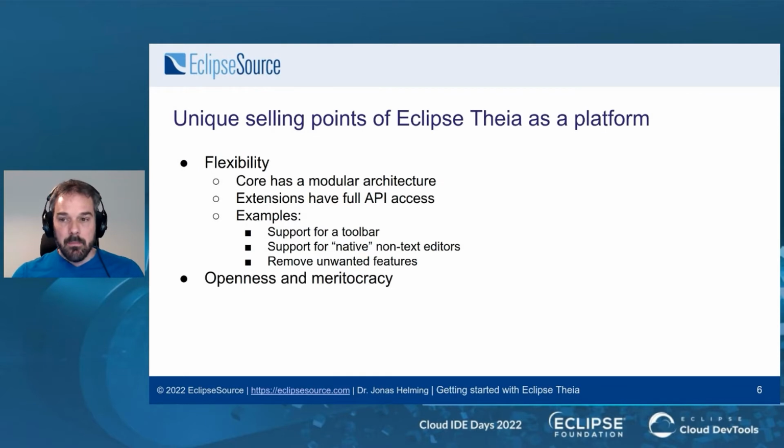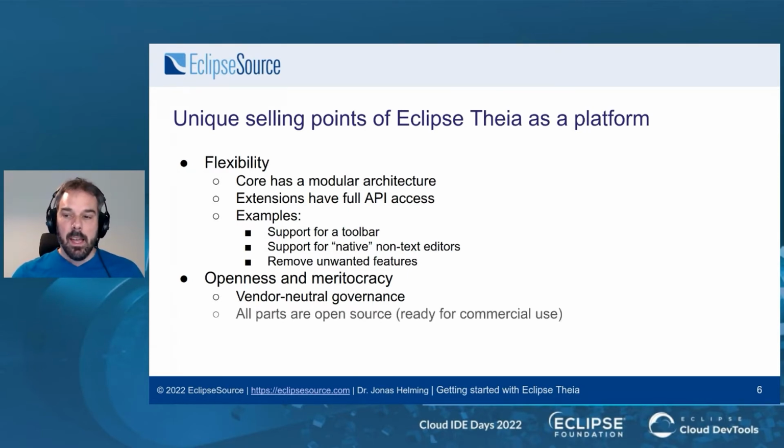The second unique selling point of Theia is openness and meritocracy. What does that mean? Theia is an Eclipse project, so it has a vendor-neutral governance. The Eclipse Foundation actually is governing this project and sets the rules how different contributors and adopters collaborate with each other. And all parts of Theia are fully open source. There's no proprietary part. This goes down to the OpenVSX marketplace that is used by Theia to install VS Code extensions. Everything is open source. You can build a tool that is full stack building on open components, and you can change them.